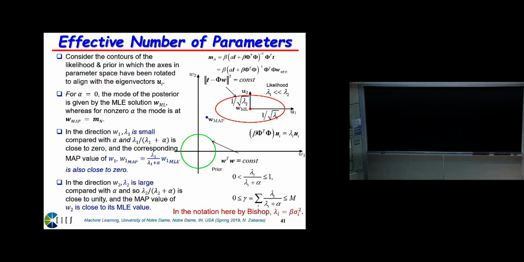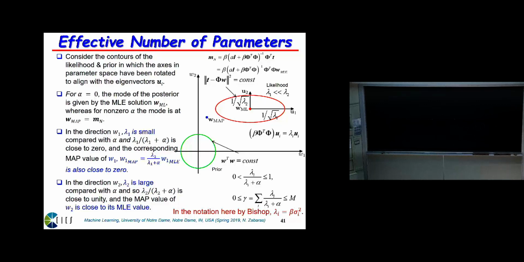Now, if you take the case of lambda 2, I'm doing this in 2D, so lambda 2 is bigger. So if you have lambda 2 divided by alpha plus lambda 2, then for lambda 2 very big, or much bigger, the ratio will be approximately equal to 1. And in that case, the MAP estimate is closer to the MLE estimate.